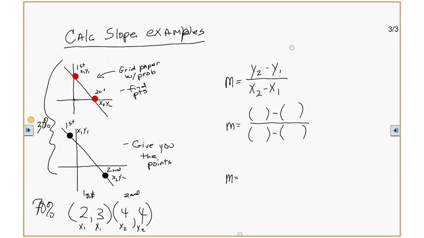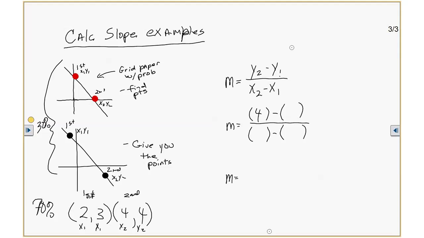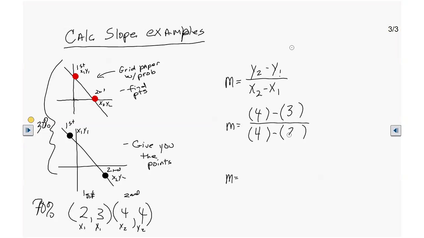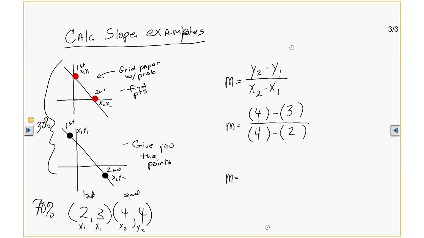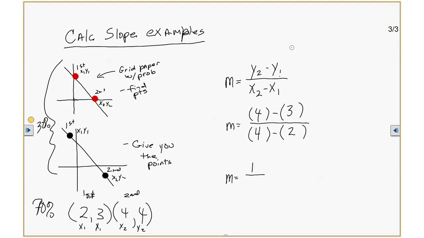Plug and chug. Well, I'll go ahead and plug me in right here. So what is y sub 2? Somebody tell me what y sub 2 is. 4. Good job. What is y sub 1? 3. X sub 2 and x sub 1. And just do the math. 4 minus 3 is 1. 4 minus 2 is, and you just calculated.